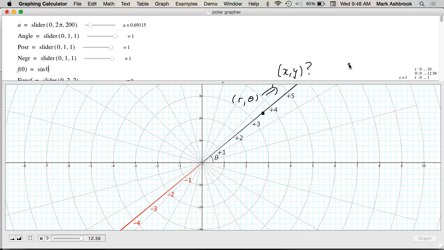So this is just an arbitrary point. It could be for any theta and any r distance from the pole. We want to know the value of x and y for that point. So it goes back to, what is the meaning of the x coordinate in rectangular coordinates? If we missed it on the quiz last time, do we know it now? It's horizontal position, or horizontal distance from the y-axis.